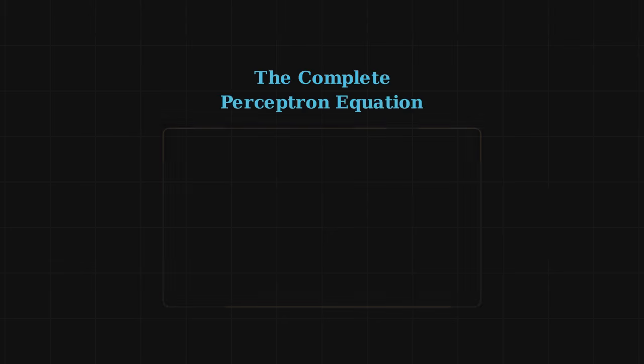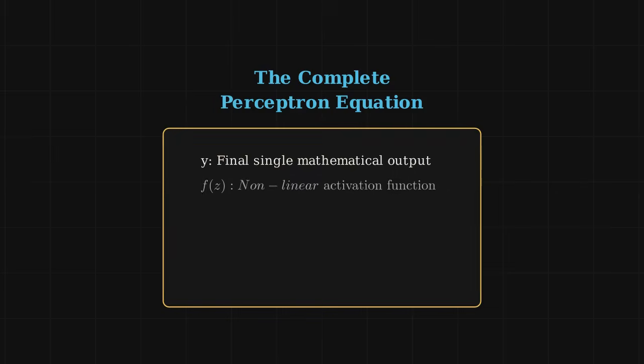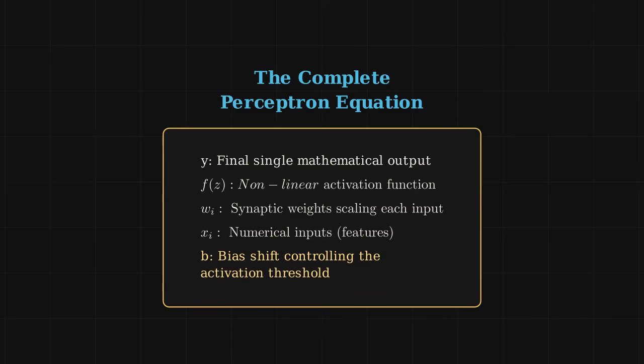In summary, a perceptron multiplies inputs by weights, adds a bias, and applies an activation function to generate a single output. This elegant mathematical unit is the building block of deep learning. By stacking them, we create networks capable of mimicking the human brain.